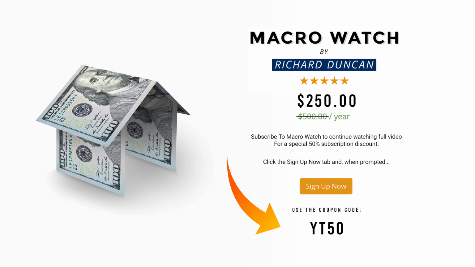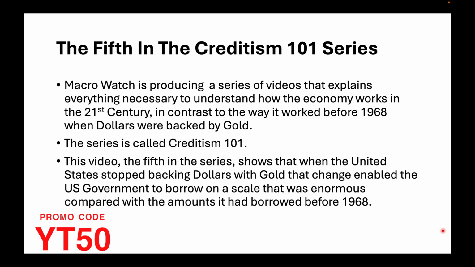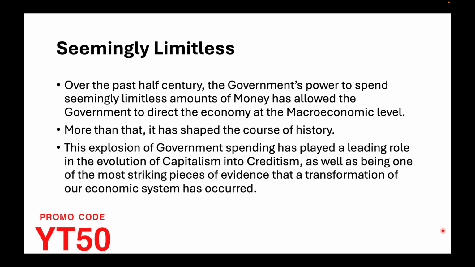This video, the fifth in the series, shows that when the United States stopped backing dollars with gold, that change enabled the U.S. government to borrow on a scale that was enormous compared with the amounts it had borrowed before 1968. Over the past half-century, the government's power to spend seemingly limitless amounts of money has allowed the government to direct the economy at the macroeconomic level. More than that, it has shaped the course of history.